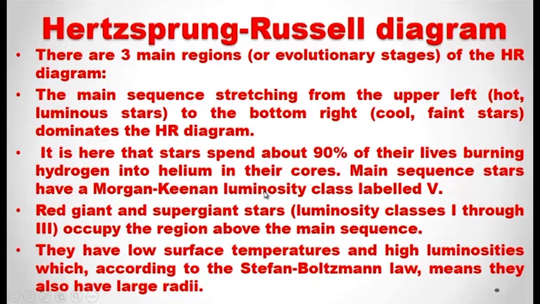It's here that stars spend about 90% of their lives burning hydrogen into helium in their cores. Main sequence stars have a Morgan-Keenan luminosity class labeled 5. Red giant and supergiant stars, luminosity classes 1 through 3, occupy the region above the main sequence. They have low surface temperatures and high luminosities, which according to the Stefan-Boltzmann law means they also have larger radii.